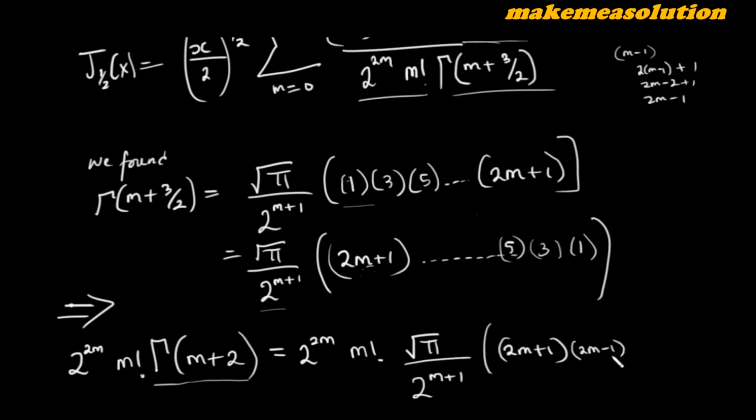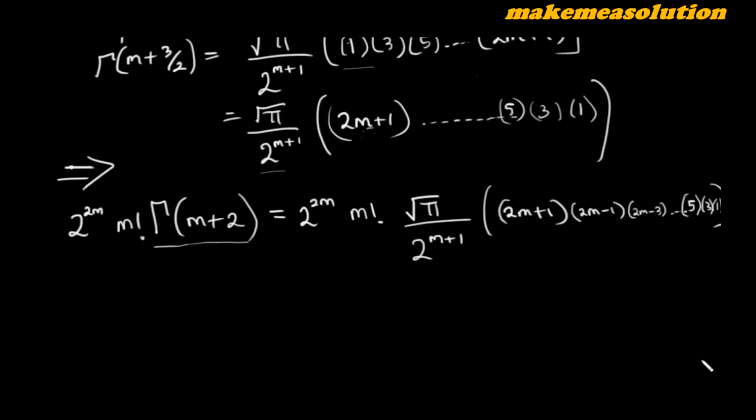2m minus 1. Now, from our knowledge of odd numbers, we know that odd numbers are always separated by 2 from each other. So if you remove 2 from this one, you get 2m minus 1. If you remove another 2, you get 2m minus 3. Is that okay? And it keeps going until we get to 5 times 3 times 1. Okay, so that's the concept and the logic of odd numbers, the product of the first m odd numbers. So the product of the first m odd numbers is from 1 to 2m plus 1. Please take note of that.